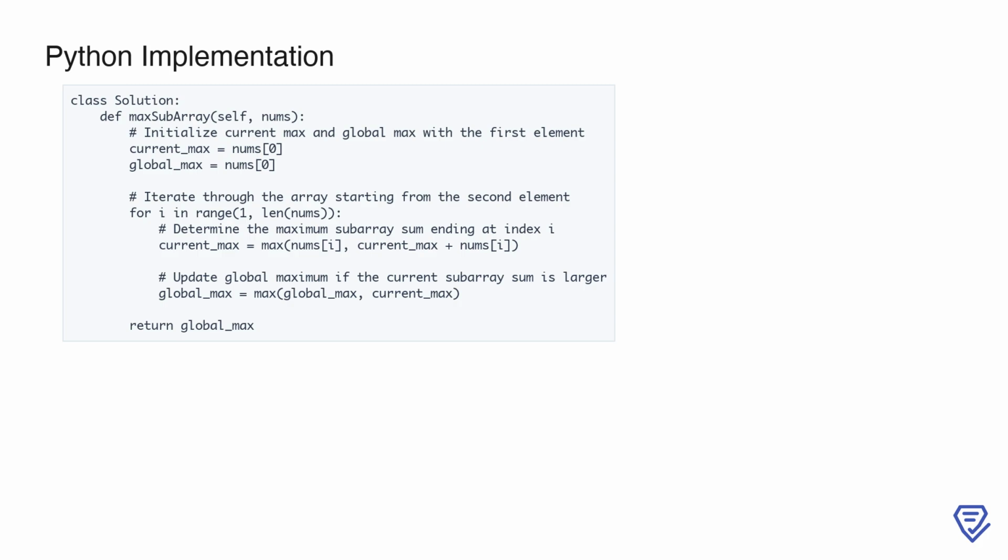The loop starts at the second element, index 1, and iterates through the array. For each element, the algorithm decides whether to include it in the existing subarray, by adding it to current_max, or to start a new subarray with the current element alone. This decision is made using the max function. After updating current_max, the algorithm checks whether this new subarray sum is greater than the global_max. If it is, the global_max is updated to this new value. At the end of the loop, global_max contains the largest sum of any contiguous subarray in the input list.